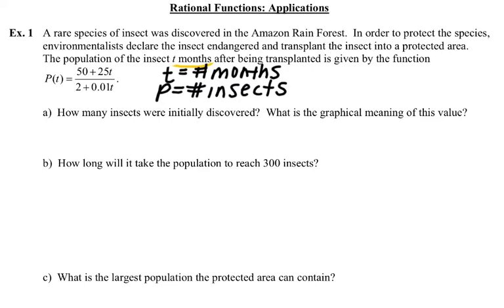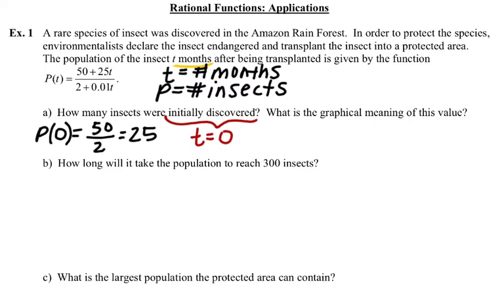So for part A, it asks how many insects were initially discovered. So if we're looking at when the insects were initially discovered, then we're really talking about when my time is equal to 0, at t equals 0. So this problem is asking us essentially to put in t equals 0. In other words, you're finding p of 0. So if you put 0 in for t, you end up with 50 divided by 2, which would be 25. So there were 25 insects initially discovered.